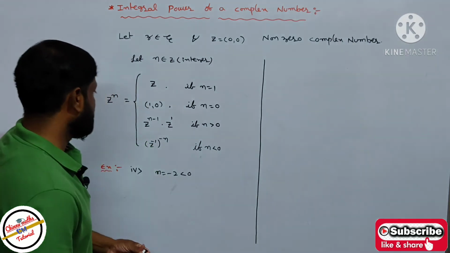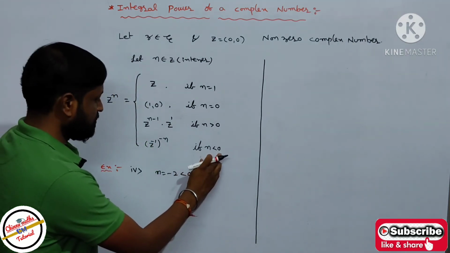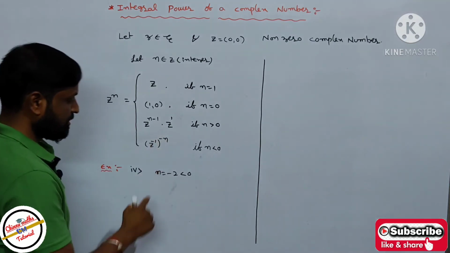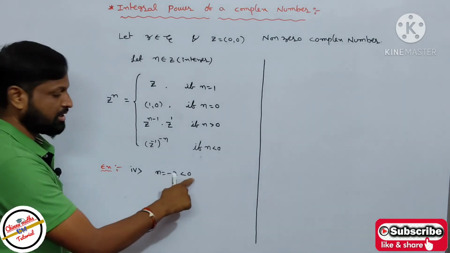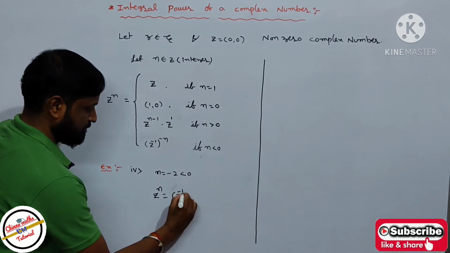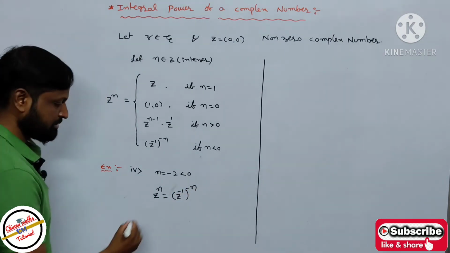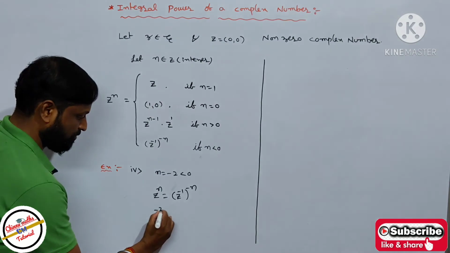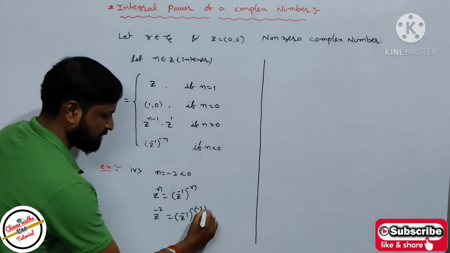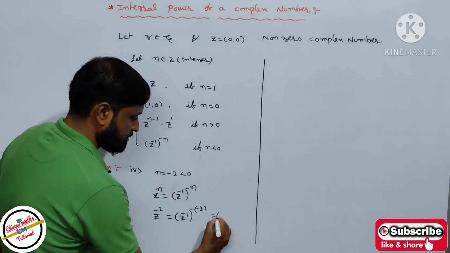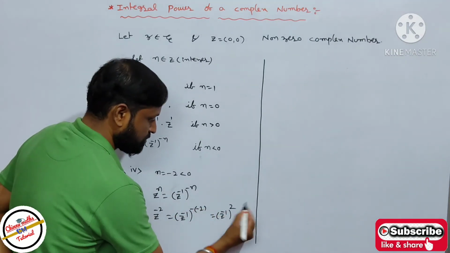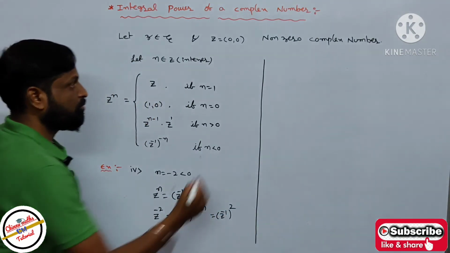Next, the fourth case is, if n is less than 0, z power of n is defined as z inverse to the power of minus n. I will take n equal to minus 2, which is less than 0. Then z power of n equals z inverse to the power of minus n. Then substitute n equal to minus 2: z power of minus 2 equals z inverse to the power of minus of minus 2, that is 2.